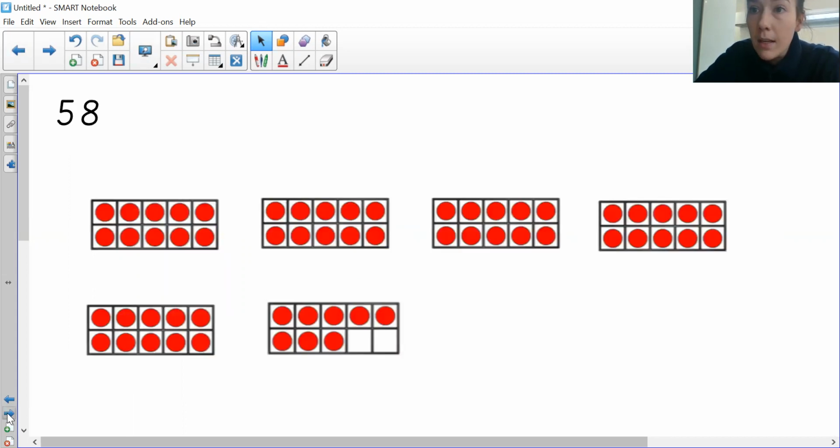Now then, here we have our 10 frames. And I have got the number 58 at the top. So we should have 5 lots of 10. So we've got 10, 20, 30, 40, 50. And then obviously we've got 8 1s, which means that one of the 10 frames isn't going to be completely full. So even though there looks to be 6 10 frames, the final one isn't full. So it represents your 1s. So you've got 1, 2, 3, 4, 5, 6, 7, 8. So the number that's represented there is the 58.